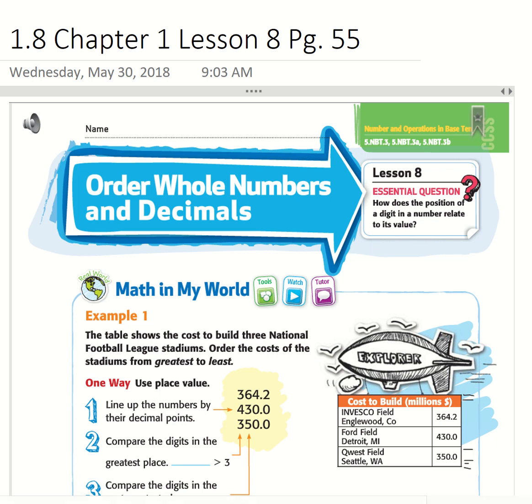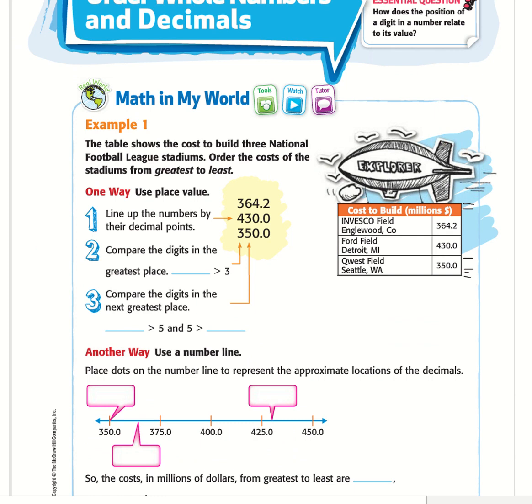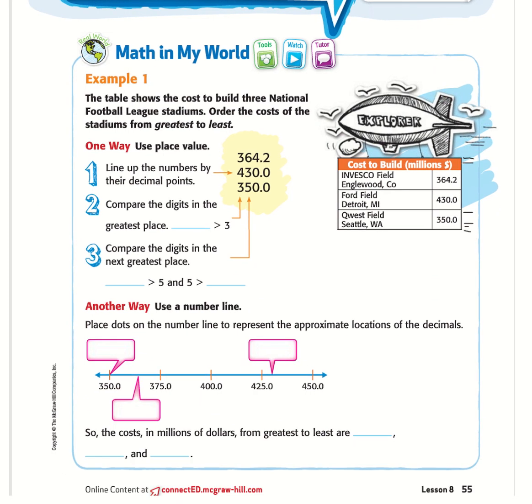This is page 55 in our 5th grade math books. This is called Order Whole Numbers and Decimals. So example 1, the table shows the cost of 3 national football stadiums. Order the costs of the stadiums from greatest to least.